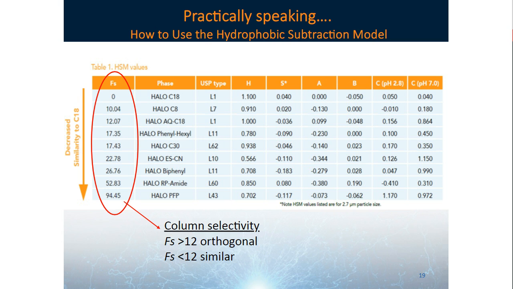So if I was to pick something that was different from C18, I could come halfway down the list here and compare to a halo phenylhexyl, which has the F sub S value of 17.35. And then also in that same column set, I might choose the halo RP-amide, which has a F sub S value of 52.83. So I have an example of how the selectivity of a separation changes across these 3 different phases.